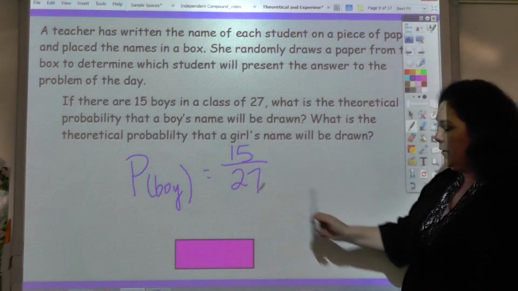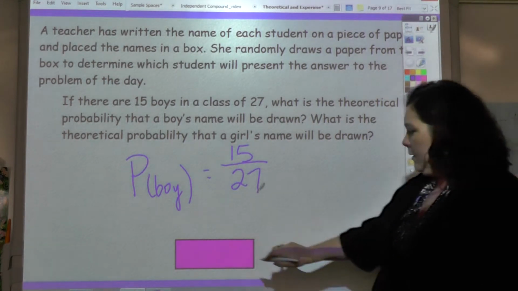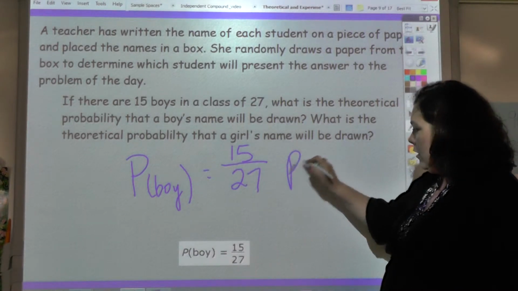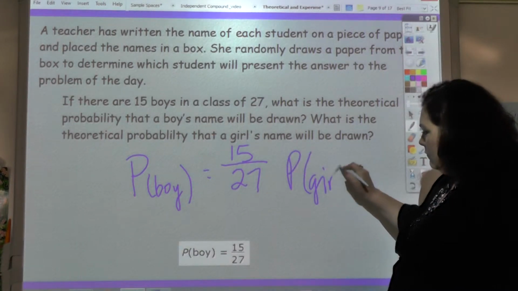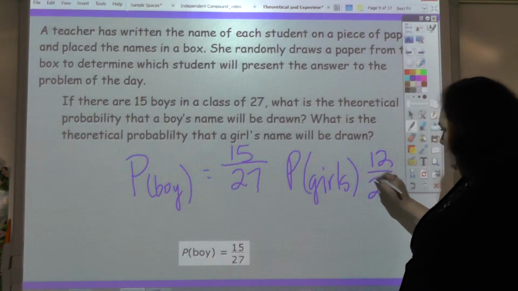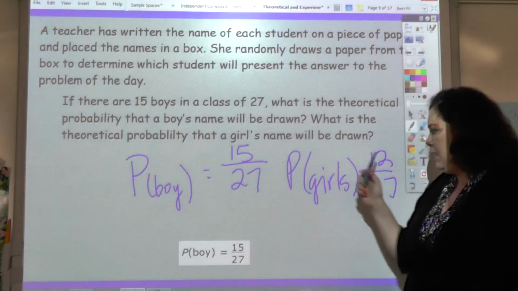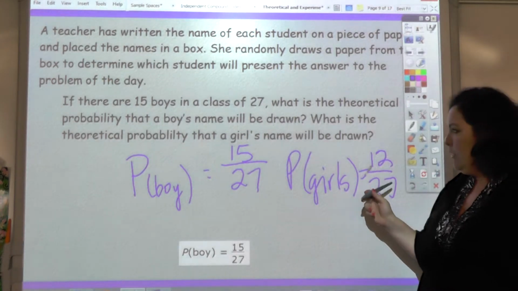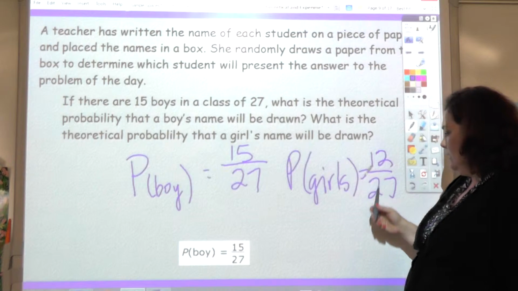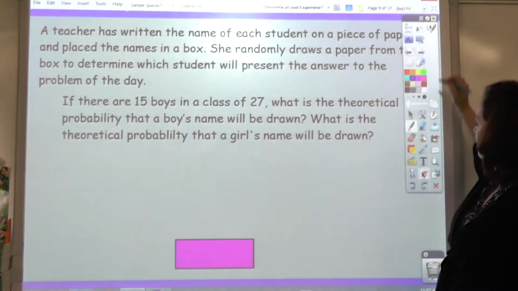So that's the probability that a boy will be picked, and then the probability that a girl's name would be drawn would be 12 out of 27, because 15 plus 12 equals 27, and that's how many are in the class, because there's 15 boys, and so it would be 12/27.